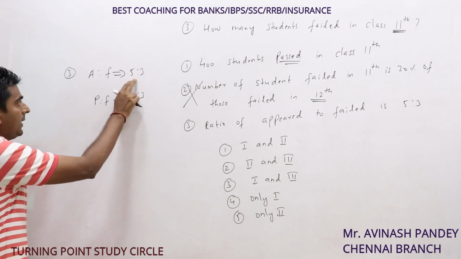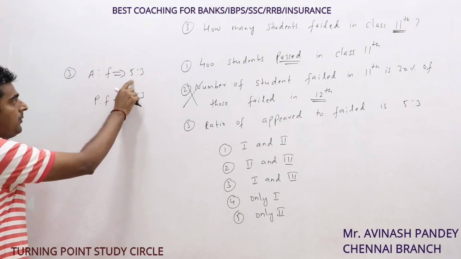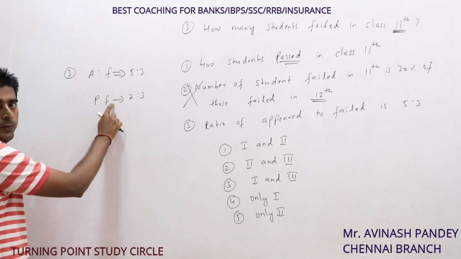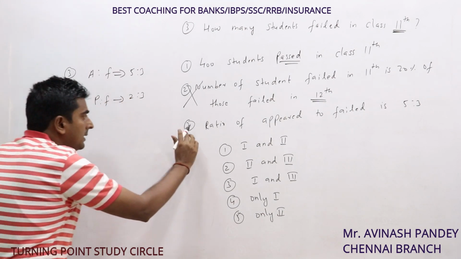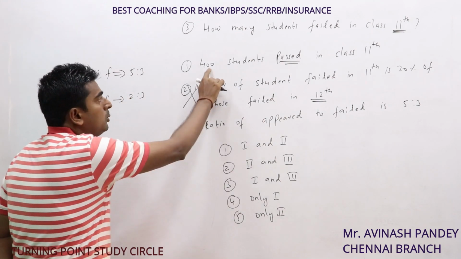How? Appeared is 5, failed is 3, so pass will be how much? 5 minus 3, which is 2. So pass to fail is nothing but 2:3. Now the third statement we have used. Now come to the first statement.